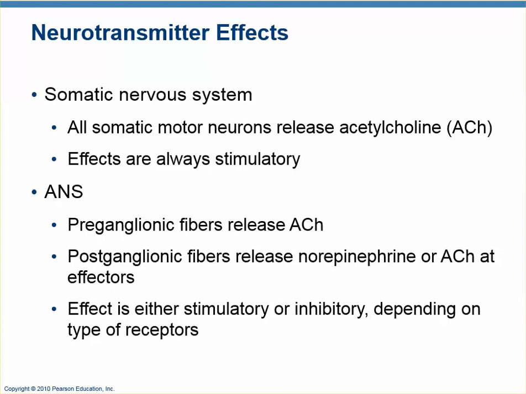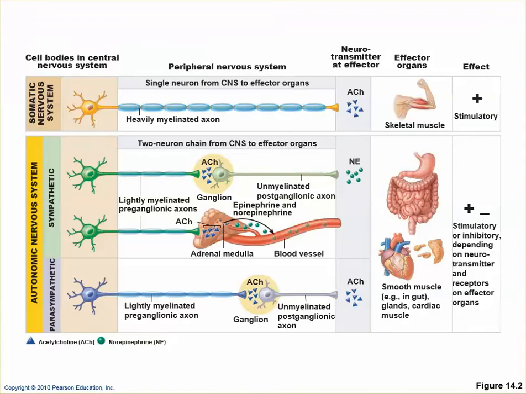Now, in the somatic nervous system, acetylcholine is always excitatory. It causes muscular contraction. In the autonomic, it is excitatory or inhibitory, and it depends really on the type of receptor. So the same neurotransmitter can have two different effects on two different cells, depending on the receptor on that cell. So this is an important picture. This actually gives you the idea of it.